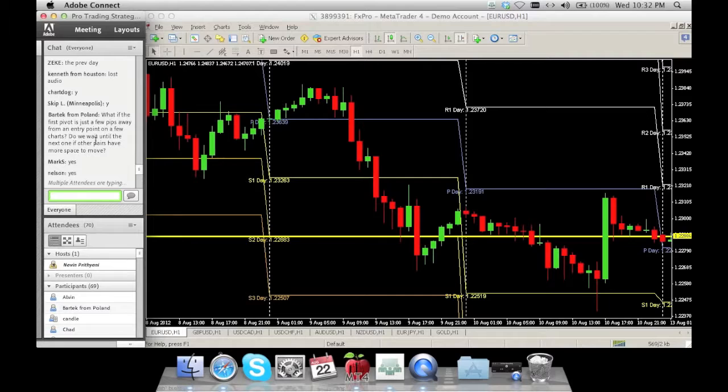Okay, Bartek says, what if the first pivot is just a few pips away from an entry point on a few charts? Do we wait until the next one if the pairs have more space? Yes, if it's only a few pips away, don't trade it. Okay, it's not worth it. You're just giving your broker spreads.